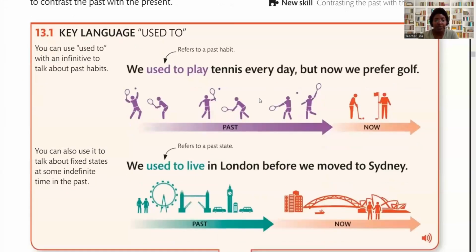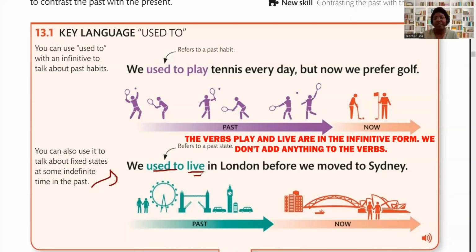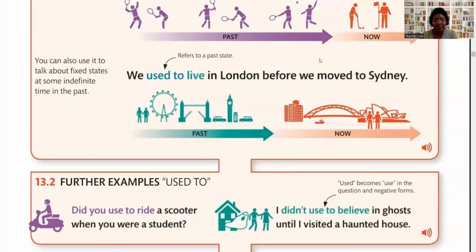We can also use it to talk about fixed states at some indefinite time in the past. So when we don't know exactly when in the past, we're just talking in general terms about something in the past, we can also say "used to". So look at this nice example. We used to live, remember the "live", we don't do anything to that second verb, we leave it alone. We used to live in London before we moved to Sydney. So it's something that happened in the past, but we're not giving an exact time or date. Let's continue.